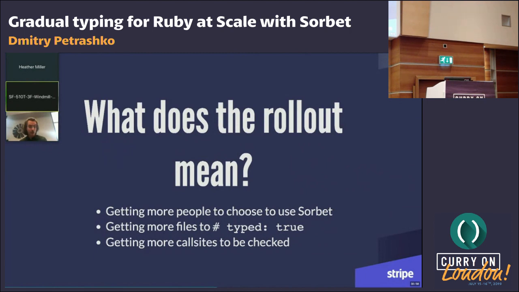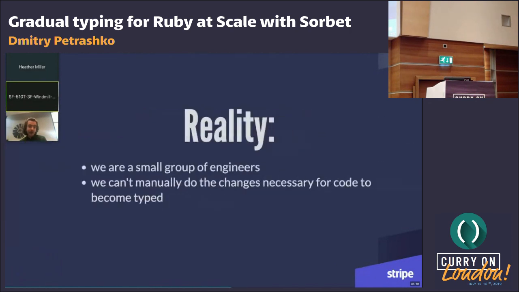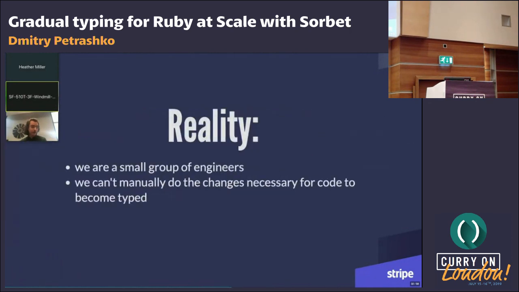So going on this, the first perspective you can have in order to move the two metrics out of three is go type all the things. And this was a pleasant perspective to have, but unfortunately it doesn't work in our case. The reality is our team started with three engineers. We're a small group of engineers, and we can't manually do the changes necessary for code to become typed. We needed tools to do this in production, to do this at scale, to apply to 1 million lines of code with a small number of engineers.